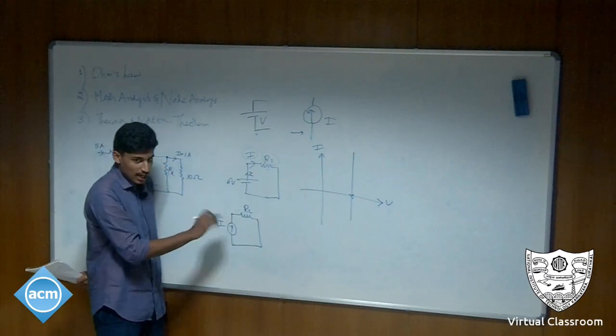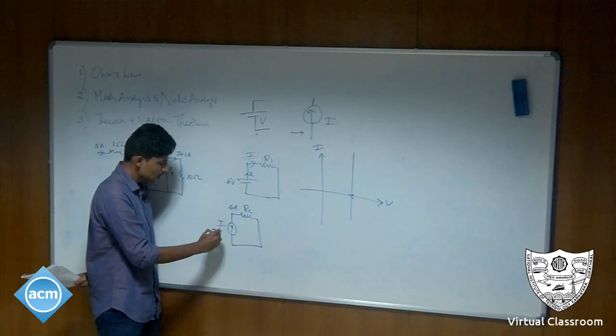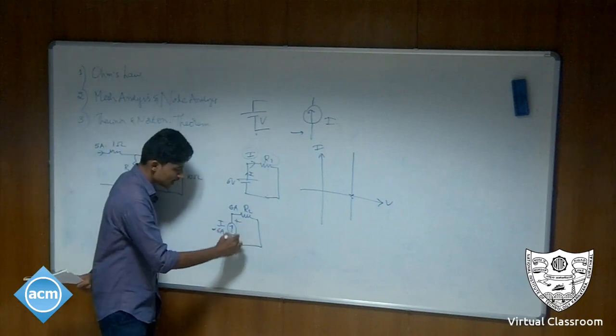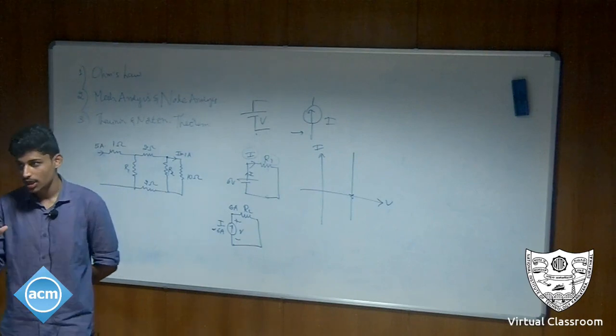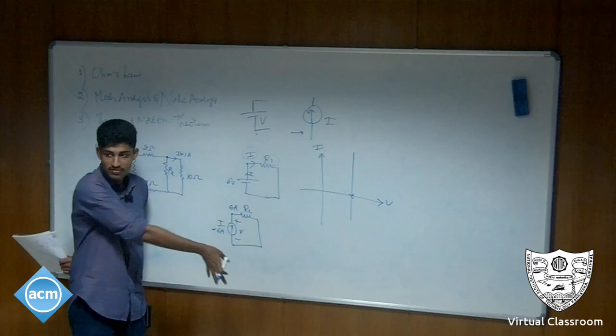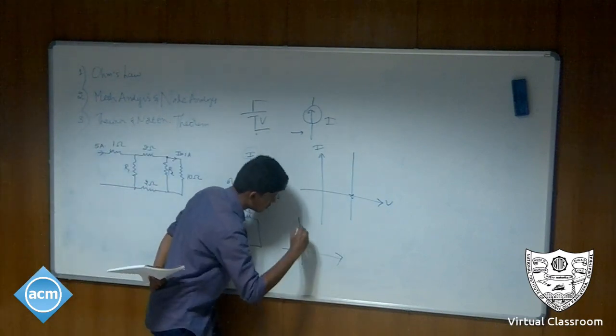Whatever may be the RL, a current source always delivers constant current. Let's say I is equal to 6 amp. Whatever may be the RL, it always delivers 6 amps, irrespective of the voltage generated across it. So for a current source, the amount of voltage generated across it is not known. You can't say how much it is unless you do the rest of the analysis and come back to it. So can you tell me how the graph looks?